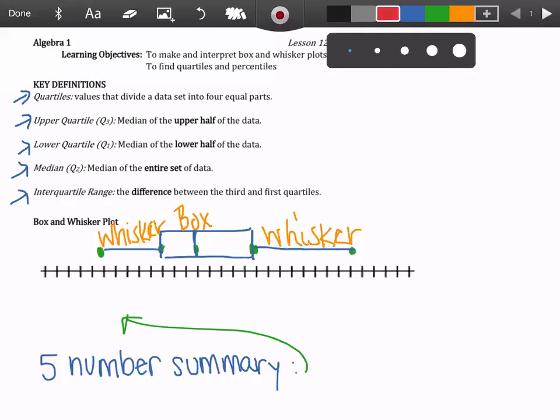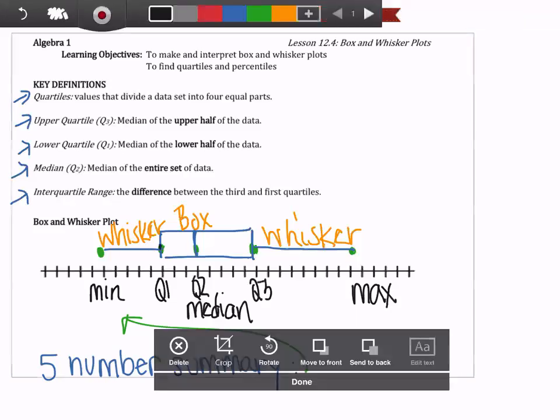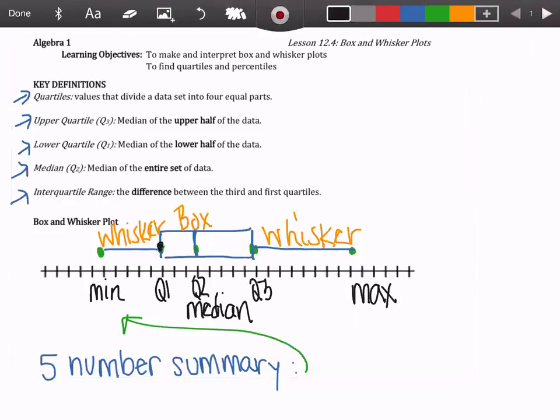A 5-number summary starts with this lowest data point here, that's going to be the min. And then your highest data point is the max. So that marks the beginning and the end of the box and whisker plot. Now, the box is created by quartile 1, quartile 2, which a lot of times we just refer to as the median, and then quartile 3. We create the box by making a point at quartile 1, then quartile 2, the median, and then quartile 3, and then we create a box with those 3 data points.